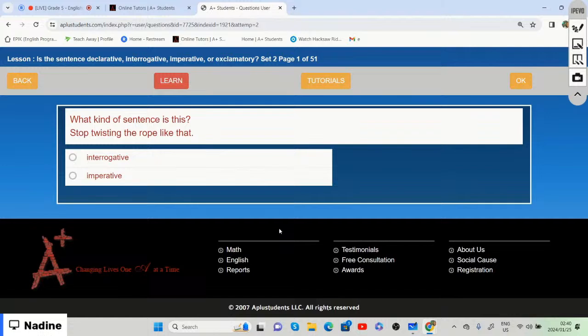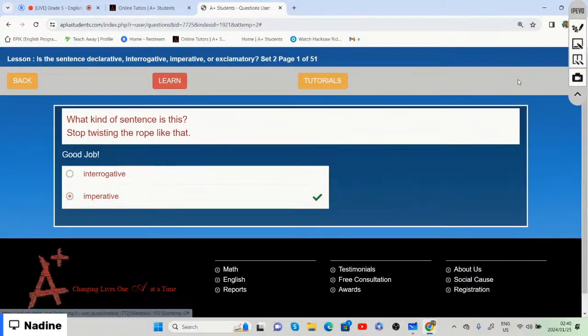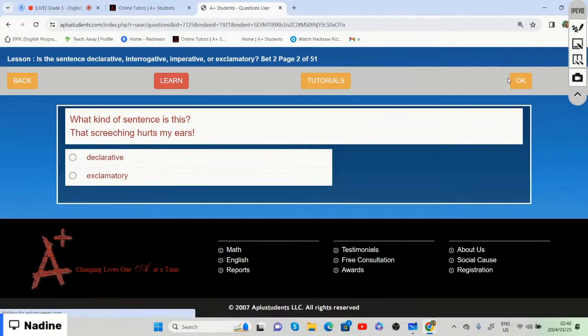All right, so stop twisting the rope like that. So this is an imperative sentence. So well done. Imperative is correct.